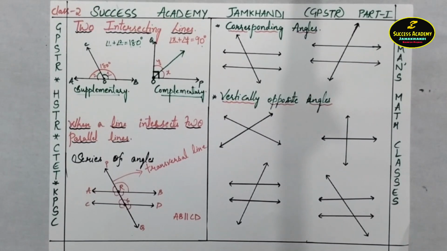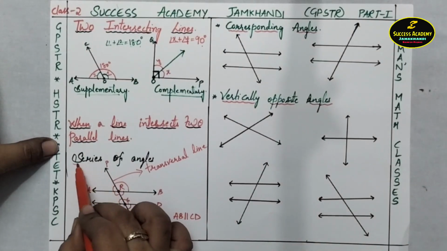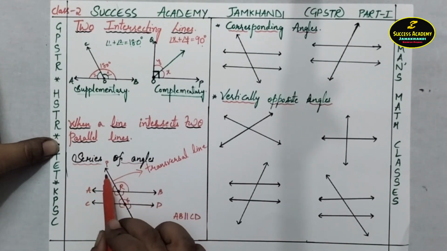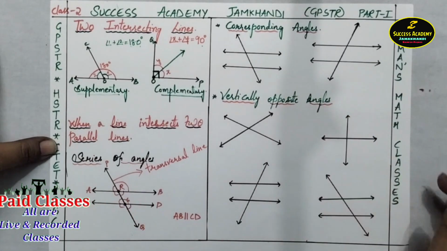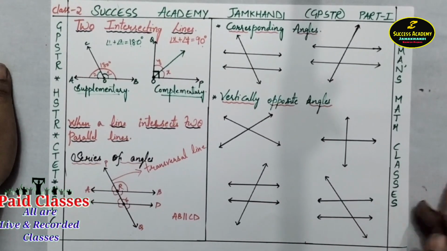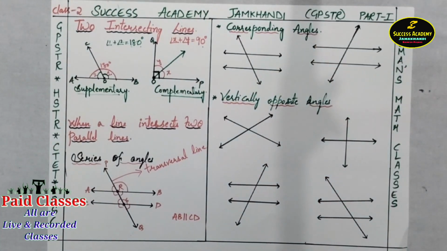So what are these types of angles? What are the different types of angles formed when the transversal line intersects? Let's see them one by one. We get a series of angles when one transversal line intersects two parallel lines. The first type of angle is the corresponding angles.